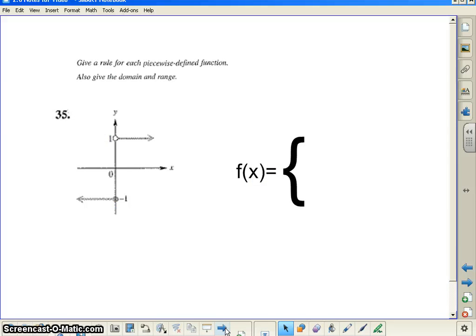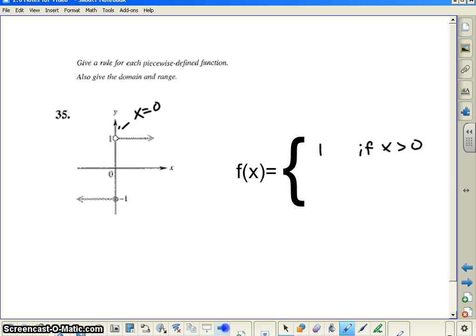Okay, on this next example, give a rule for each piecewise defined function and also give the domain and range. So what we're going to do is look at the graph, and I can see that there's an open circle at x equals 0. So x cannot be equal to 0, but it has to be greater than 0. So if x is greater than 0, my function is going to be y equals 1.